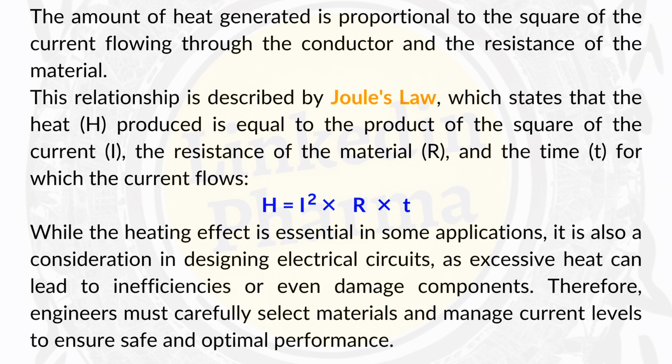This relationship is described by Joule's law, which states that the heat, H, produced is equal to the product of the square of the current, I, the resistance of the material, R, and the time, T, for which the current flows. H equals I squared multiplied by R and T.